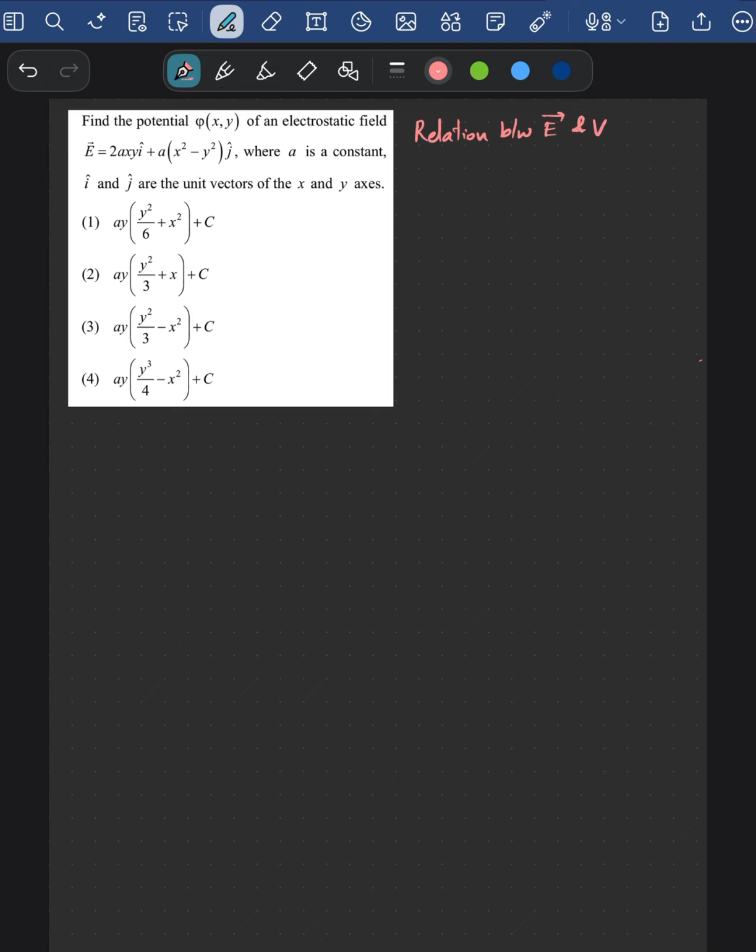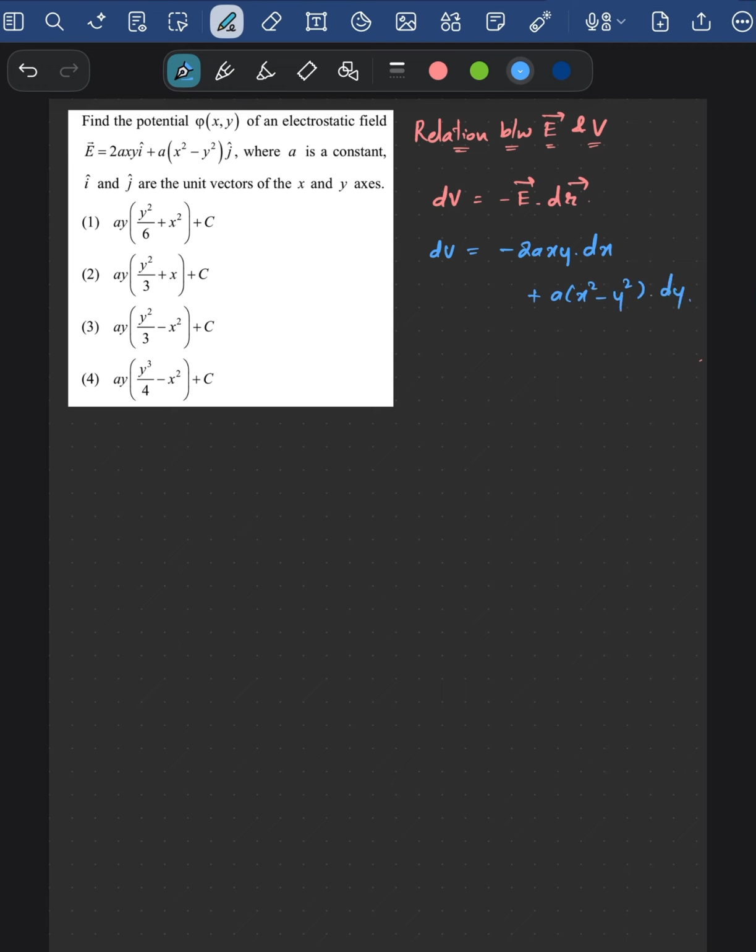So let's look at how we'll be solving this kind of question. Generally when we have field being given and we need to calculate potential, the idea we'll be going ahead with is we'll write down dV is equal to minus E bar dot dr bar. But this idea has a slight drawback in this case, as you'll notice right now. So what is dV equal to? dV is equal to minus E bar dot dr bar, so that will be equal to minus 2axy dx plus a(x squared minus y squared) dy, right?